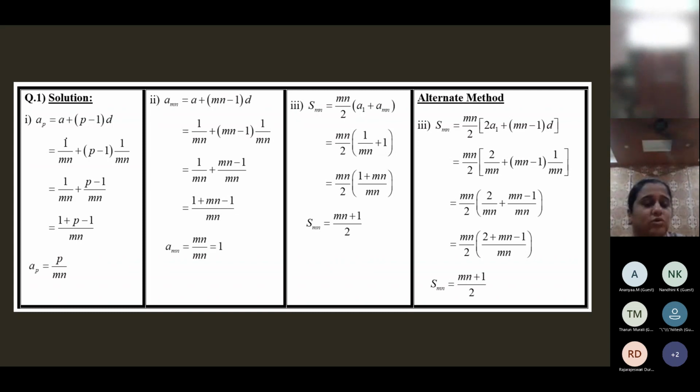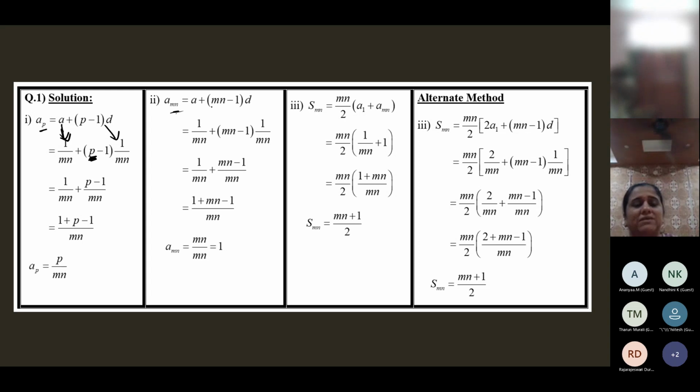All right. So as I told you, the pth term is A plus P minus 1 into D. We found the expression for A, 1 by mn. D is also 1 by mn. P will remain P. You're finding the pth term, so P will remain P. You'll have to substitute the expressions you found for A and D, and then work to find the pth term. So it is P by mn.